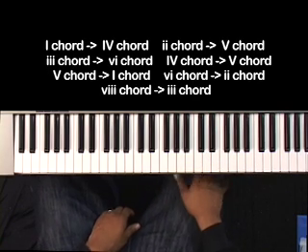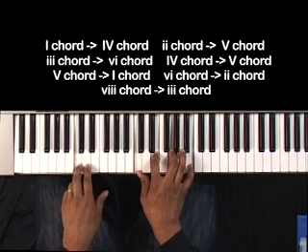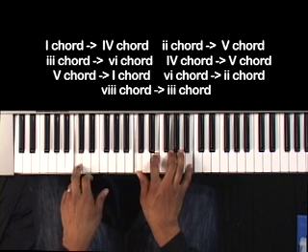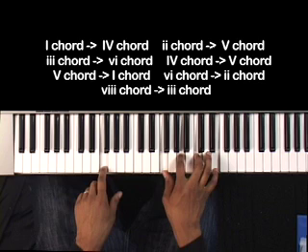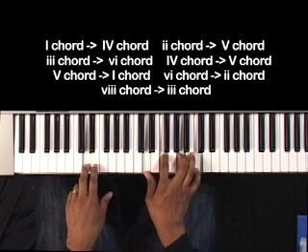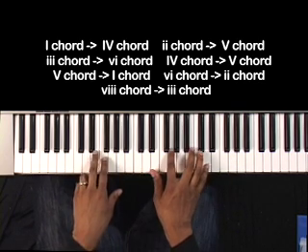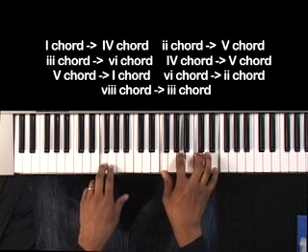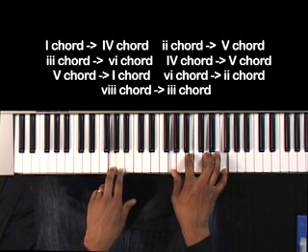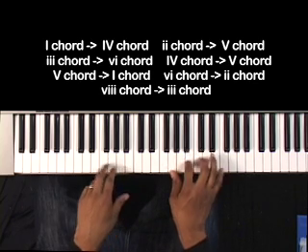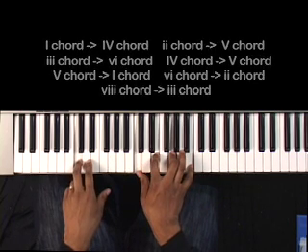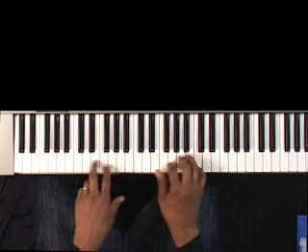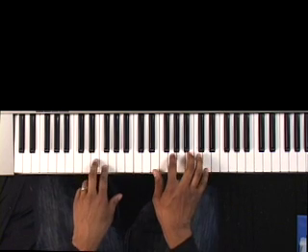So back to our chord tendencies. The 1 chord goes to the 4 chord, and I'm going to keep it in root position so you can see it. The 1 chord goes to the 4 chord. The 2 chord goes to the 5 chord. The 3 goes to 6. The 4 goes to 5. The 5 goes to 1. The 6 goes to 2. And the 7 goes to 3.